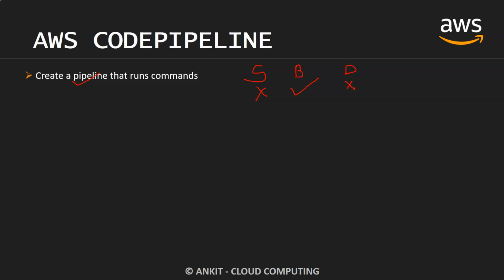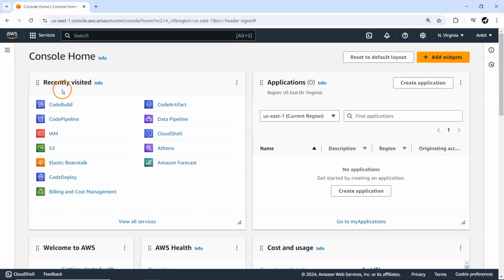So let me go to my Cloud Console. Okay, so here we have CodeBuild and we have CodePipeline. So we are just going to create a complete pipeline where CodeBuild is a part of it.